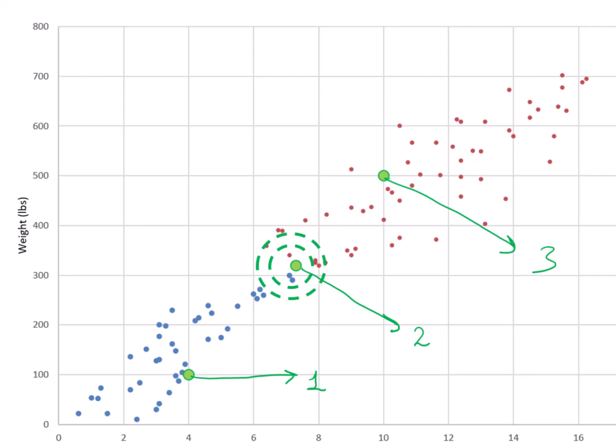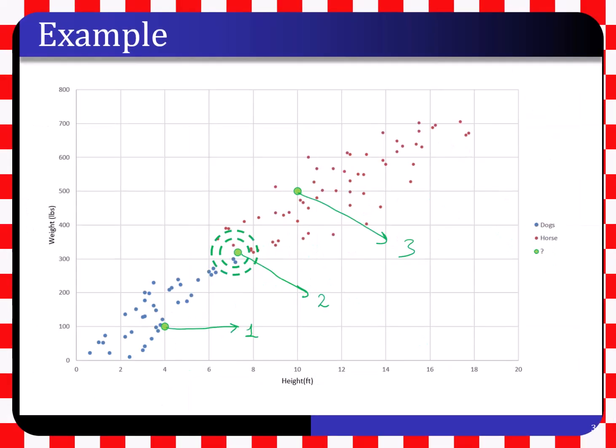Previously, when we chose k as 3, we decided that it's a dog. Right now, we decide that it's a horse. So choosing k changes everything. It matters. So how do I find the 3, 5, or 7 nearest neighbors? Well, basically, based on the Euclidean distance, I'm supposed to calculate the distance, and whoever is closest to my point is going to be the nearest, and second nearest, and third nearest, etc.